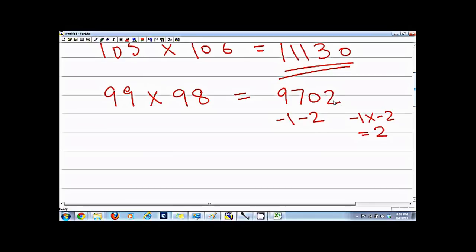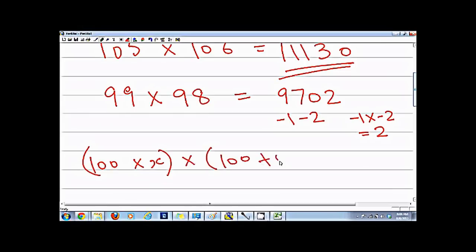So this is not magic, there is a proof to it. So let's go to the proof. For example, if I have 100 plus x and I want to multiply by 100 plus y, so here we have 10,000 plus 100 (x plus y) plus xy.